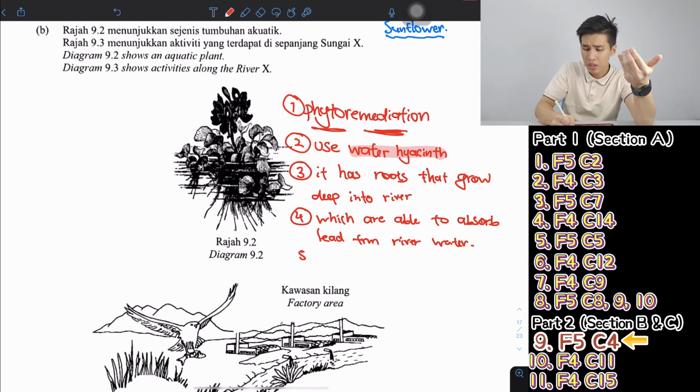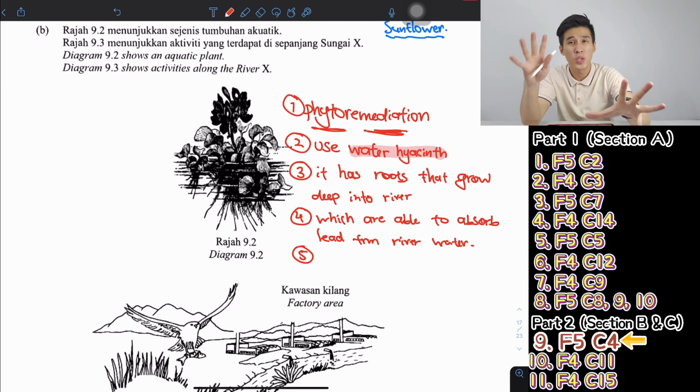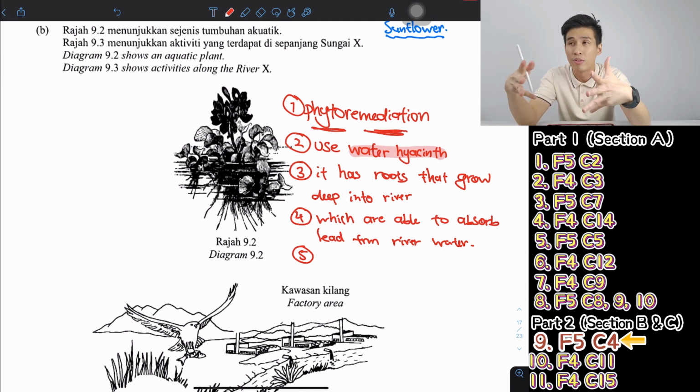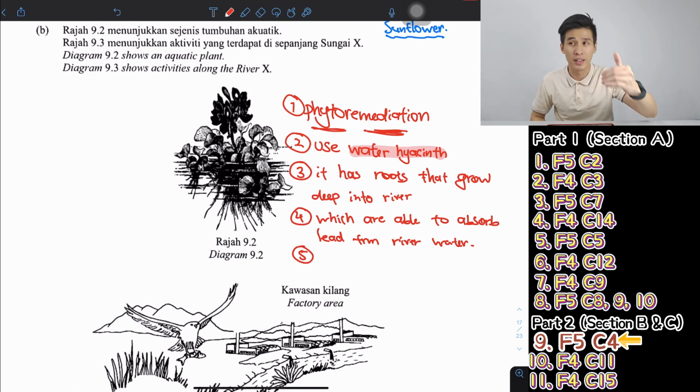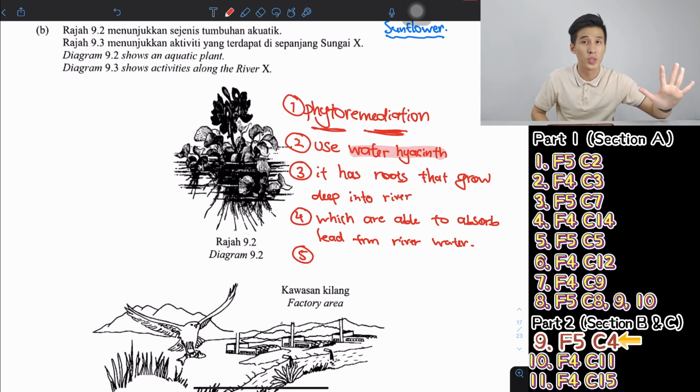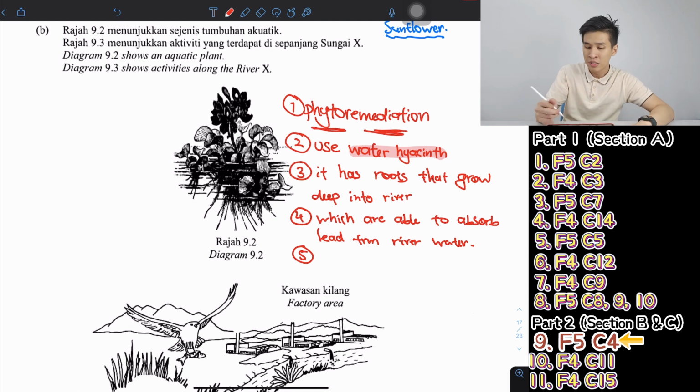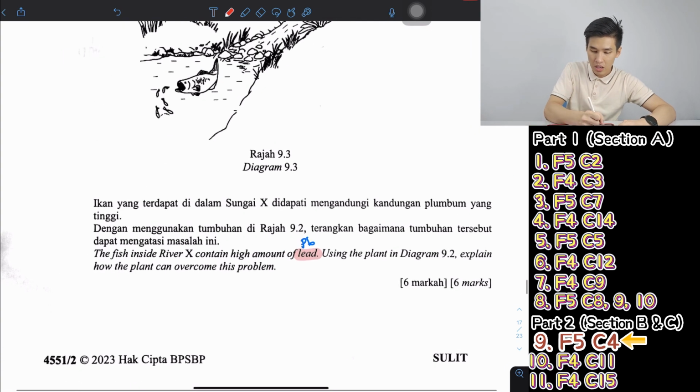And then this plant is also very special. Once they absorb lead, some of you may ask, then where does the lead go? They accumulate the lead inside the plant, and they are actually able to tolerate the Pb, the lead, which is not poisonous to them. So that's what I'm going to mention next: the water hyacinth, I write a short form here, is able to store lead in it. Lastly, you can say how this method helps solve the problem.